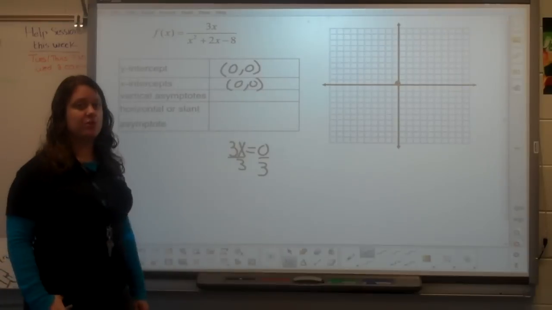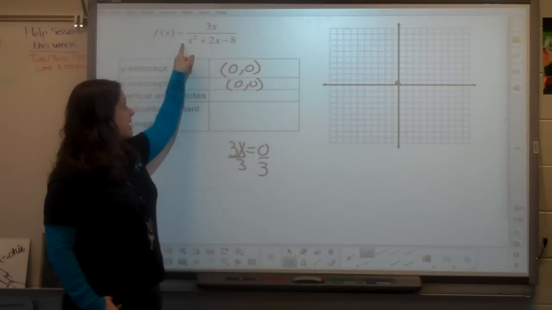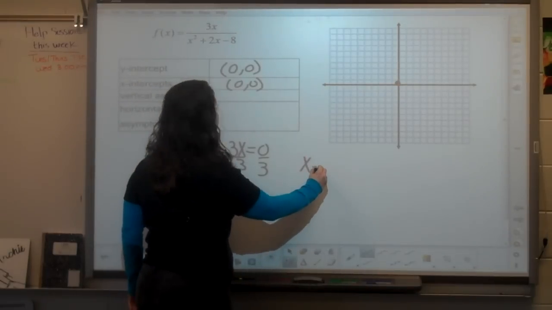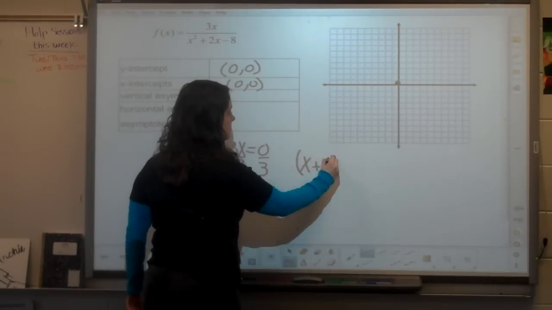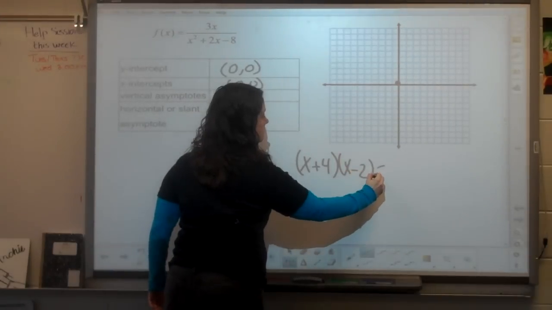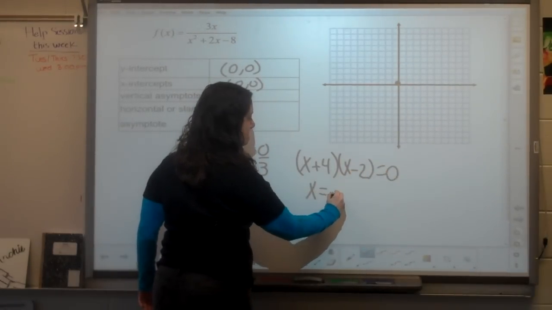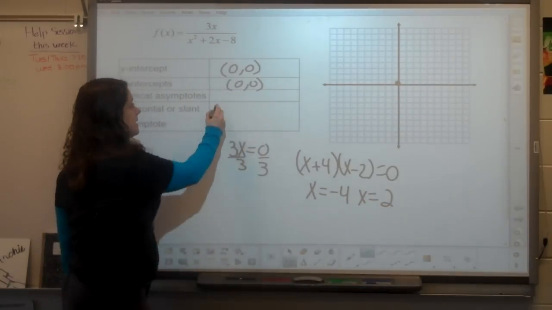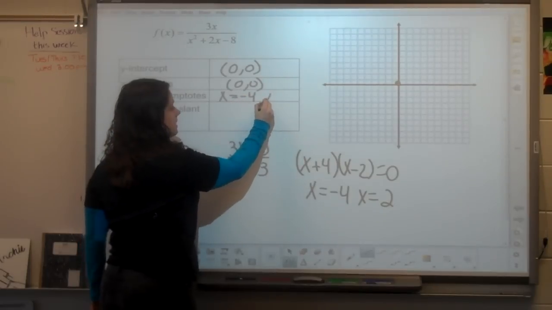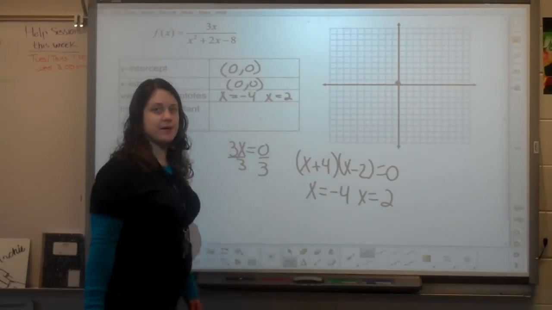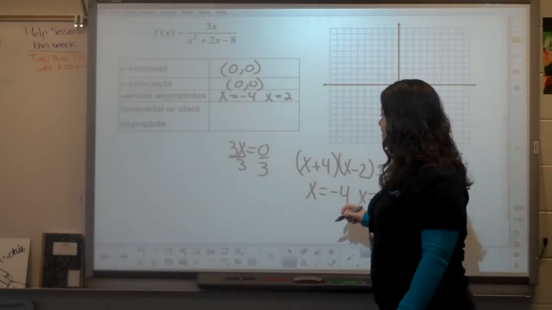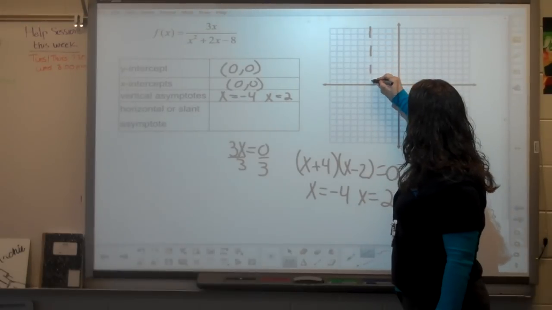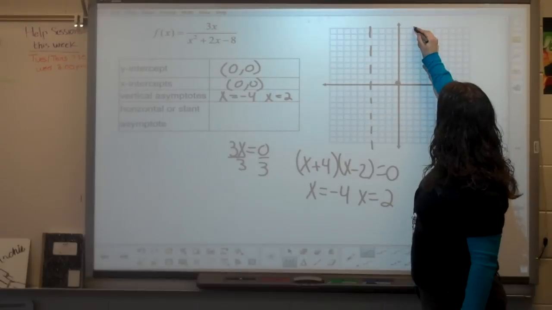So for my vertical asymptote, I'm looking at the denominator. If I factor the denominator, my asymptotes are going to be x equals -4 and x equals 2. So let me go ahead and draw those into my graph. I have x equals -4, and I have x equals 2.